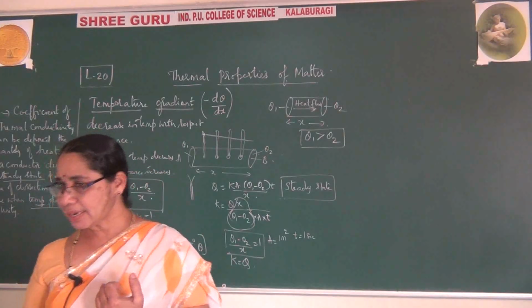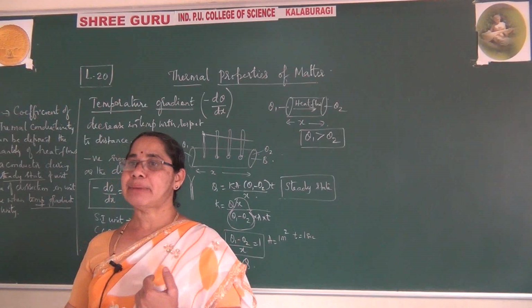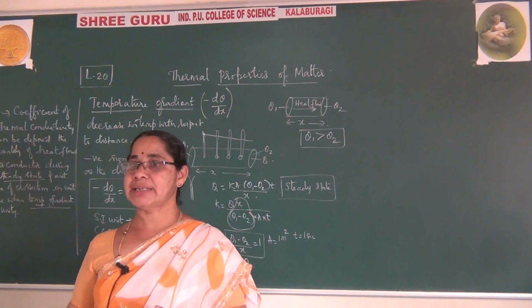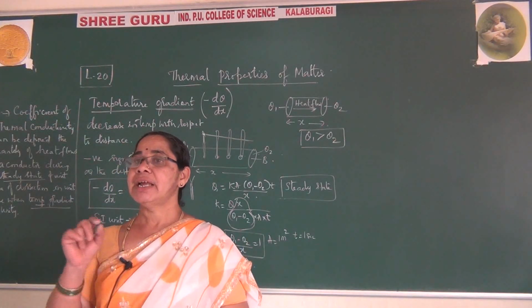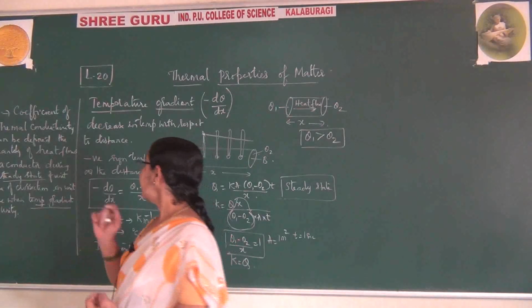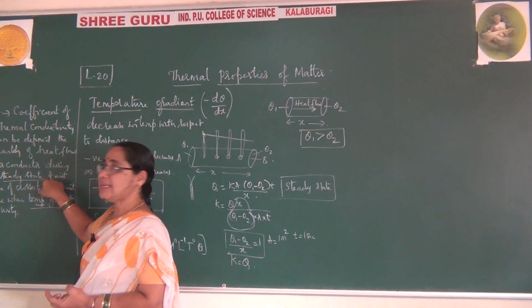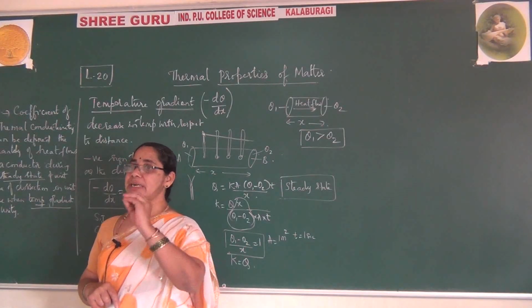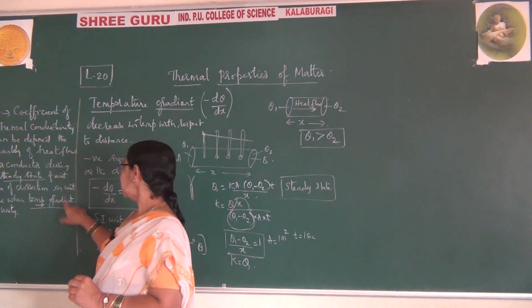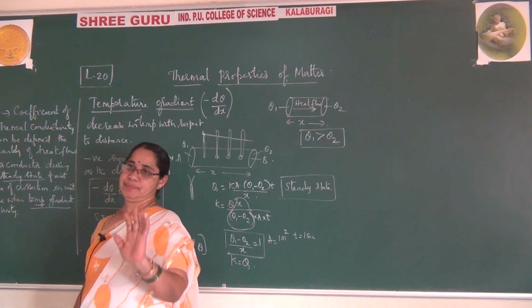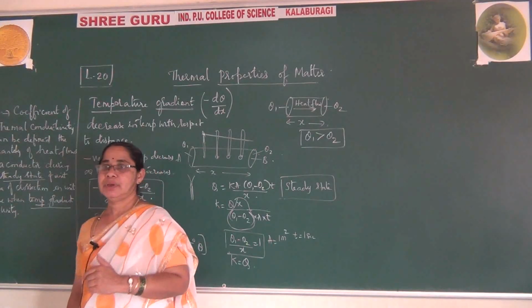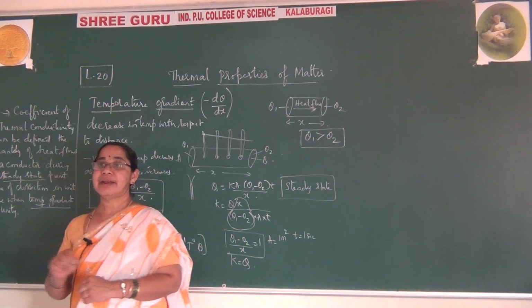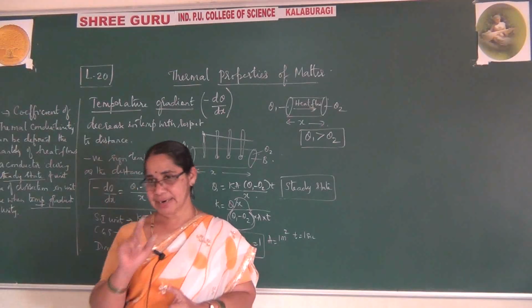So I will repeat once again: the coefficient of thermal conductivity can be defined as the quantity of heat that flows in a conductor during the steady state, of unit area of cross section, in unit time, when the temperature gradient is unity. Hope you understood the definition of thermal conductivity.